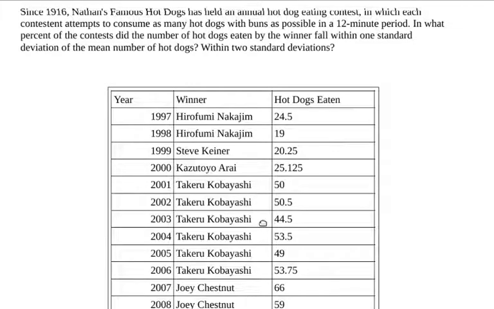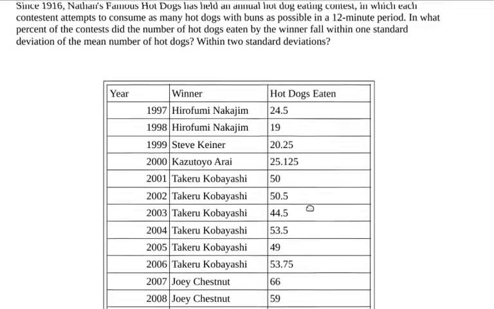Since 1916, Nathan's Famous Hot Dogs has held an annual hot dog eating contest. We have the data down below. I'm not going to read all the comments there, but what percentage of the contests did the hot dogs eaten by the winner fall within 1 standard deviation, and how many did the winner fall within 2 standard deviations of the mean?